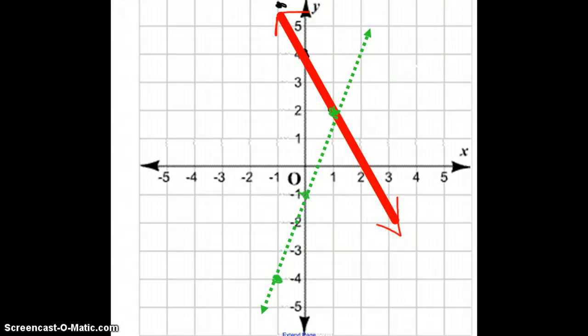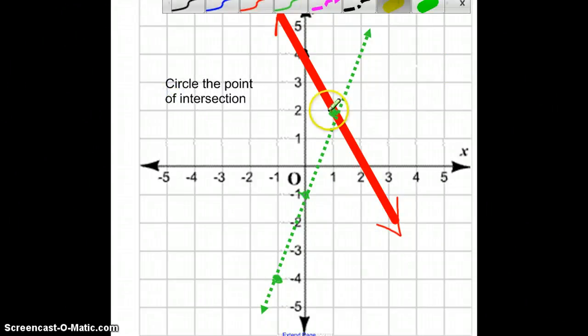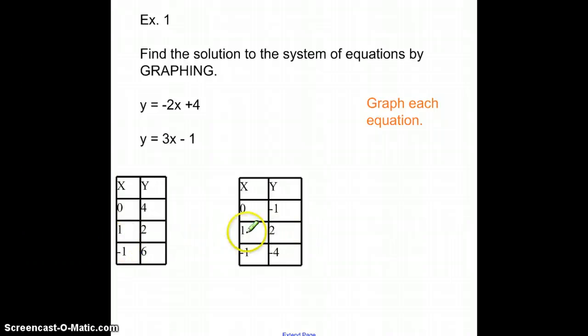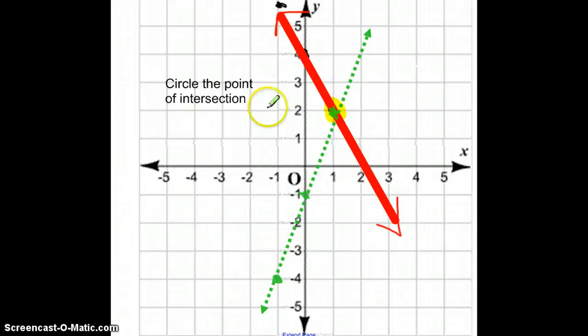Alright, and then the last thing I want to do here is make sure that I circle the point of intersection, or highlight the point of intersection. You can see it's right here. It's easy to identify here. They both happen to have the same point in common when we look at the chart. 1, 2. Okay? So that's our point of intersection. That's the solution in this case. 1, 2.